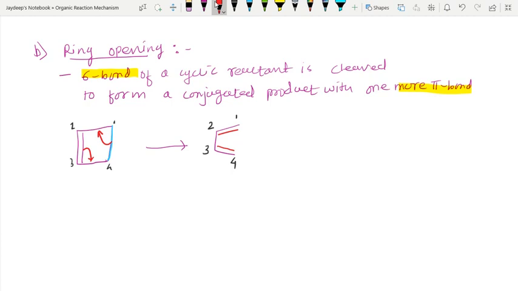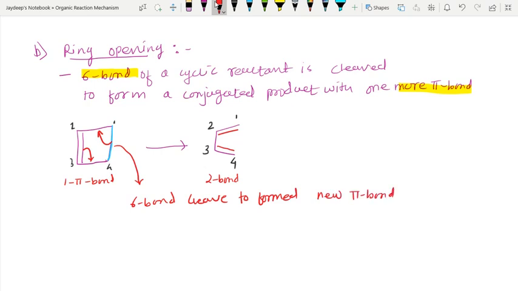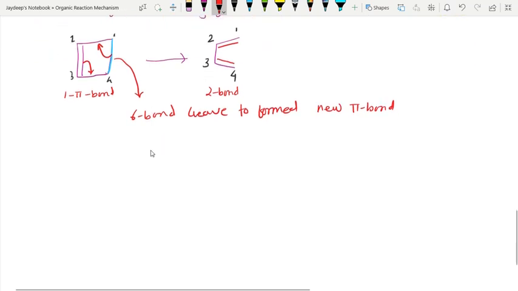So you can see one pi bond is there, and here 2 pi bonds are there. So in this case, this sigma bond is cleaved to form a new pi bond. Okay, so these things should be remembered. So let us consider another example.